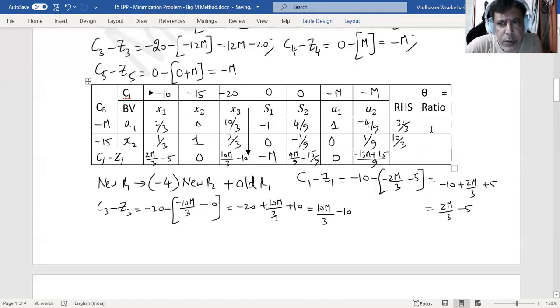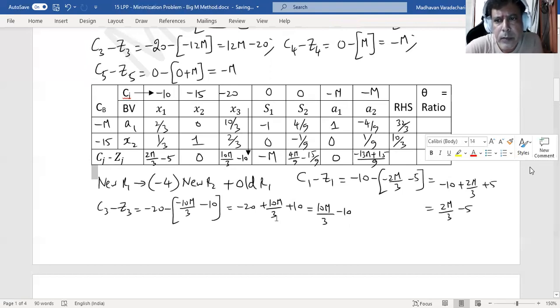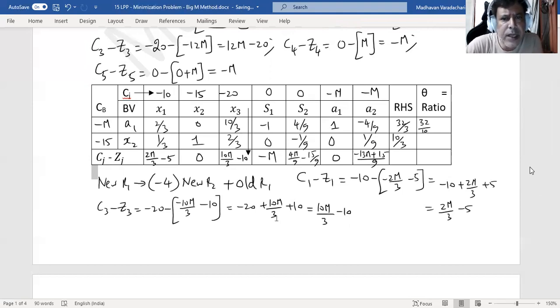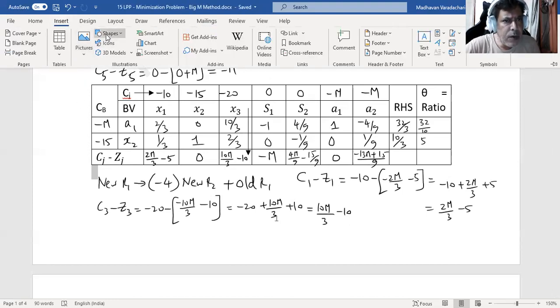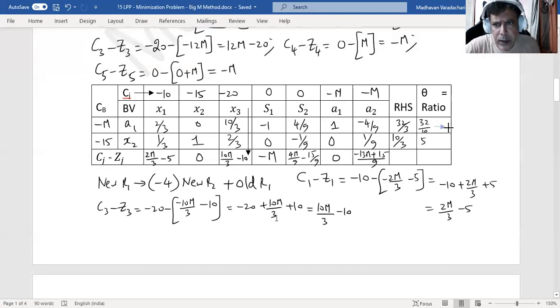Now, let us calculate the ratio. 32 by 3 divided by 10 by 3. So, ultimately, it is 32 by 10. Okay. Next one. 10 by 3 divided by 2 by 3 is ultimately 10 by 2. 10 by 2 is 5. So least is this 32 by 10. I can put an outward arrow mark to that. 32 by 10, that will be the least because it is 3.2. 3.2 is of course less than 5. Let me put an outward arrow mark to this.